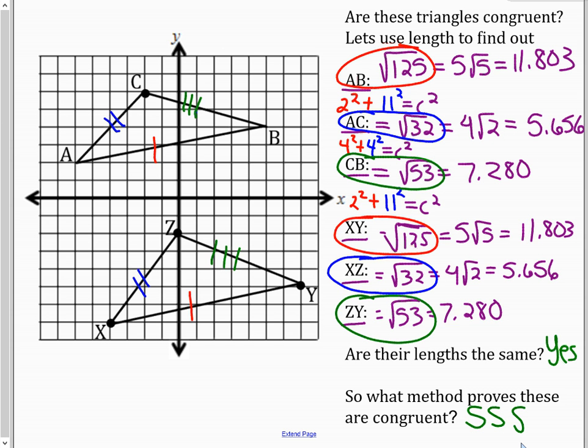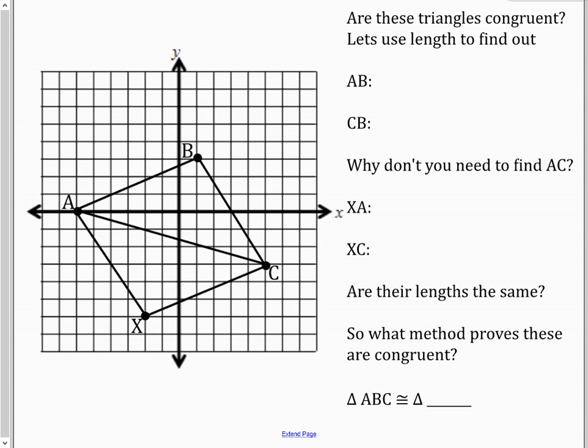So let's go ahead and look at the next one. In this one, again, what I would like you to do right now, we have this picture in the coordinate plane, and I want you to find some more lengths. So can you find the length of segment AB, the length of segment CB, the length of segment XA, and the length of segment XC? Please pause the video here to find those lengths.